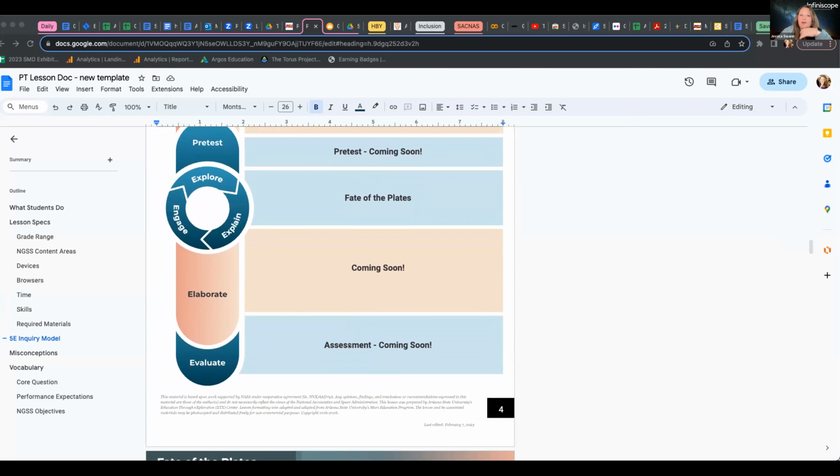It's all fully integratable into Canvas and Blackboard. We're this close with Schoology if you're working in Schoology. You can technically use it in Google, but it's not a learning management system.